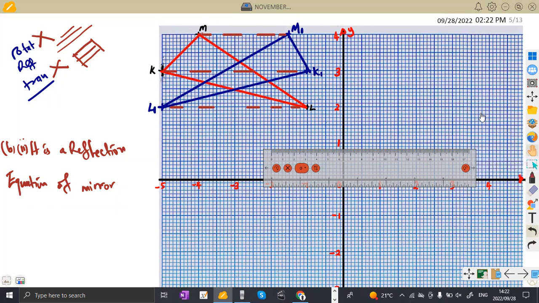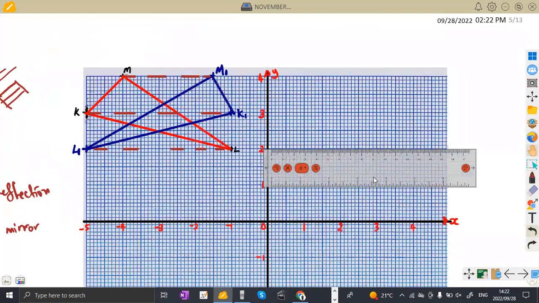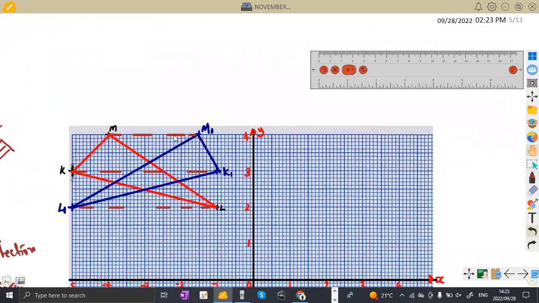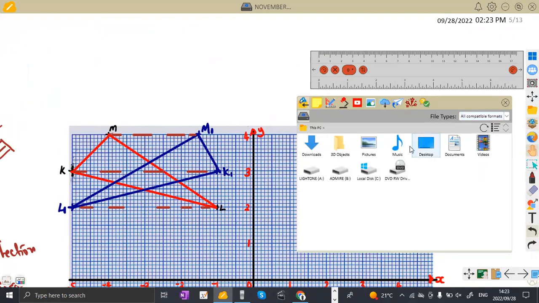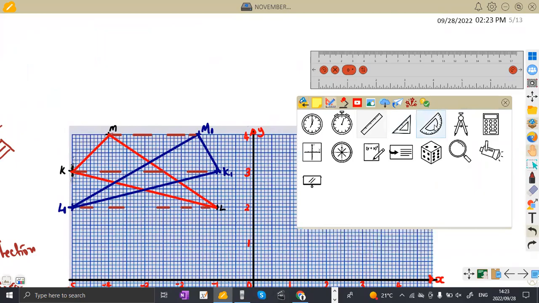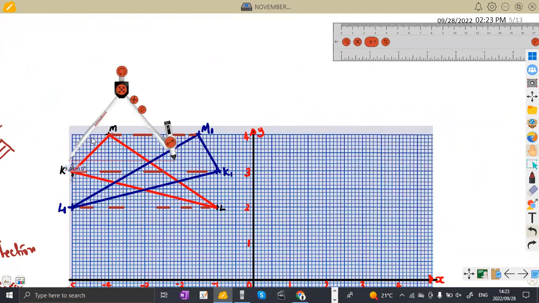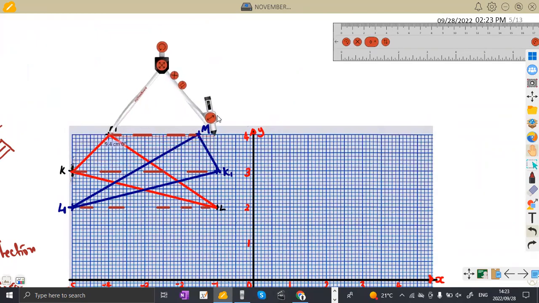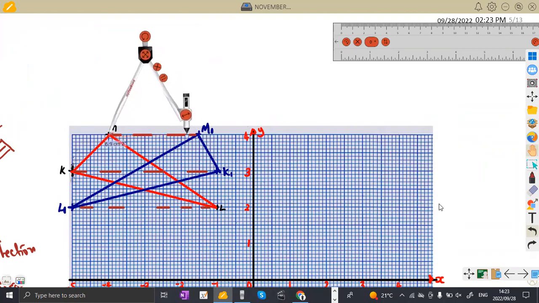So you just bisect any one of these corresponding lines. I'm going to bisect line M to M1. So you just bisect any corresponding line of your choice. It's not a forced matter to say you're supposed to use this point. You just bisect. Remember, to bisect a line, you open more than half of the line. So like this, I'm going to open more than half.